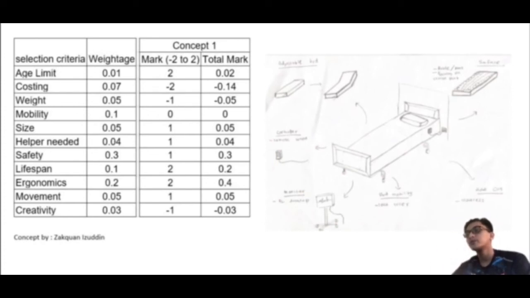For age limit, we put the best, which is scoring 2, because we believe this concept can be used for all ages. For costing, we put the worst because we believe this is high cost. For lifespan, we believe this concept will last long, so we put 2, which is the best. For ergonomics we also put 2, because the surface of this concept focuses on the critical points.